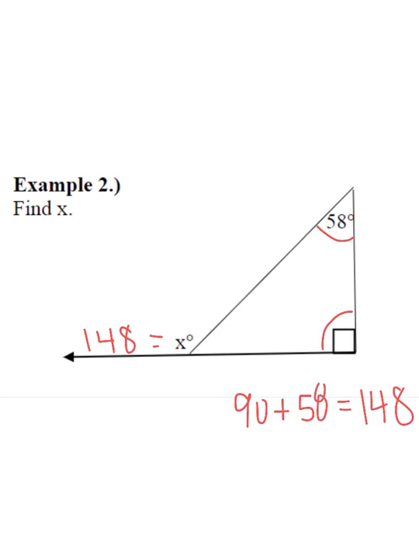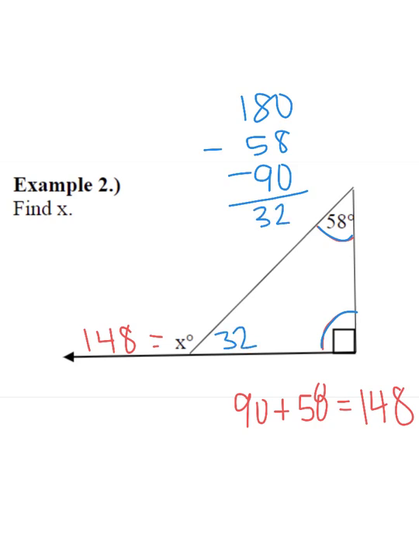Or you can use what we already know: the three angles of a triangle add up to 180, so I can take 180 minus 58 minus 90. Subtract those, and you'll get 32. That would be this angle here. And then again, these two are a linear pair, so they're supplementary. So I can take 180 minus 32, and I'll get 148.